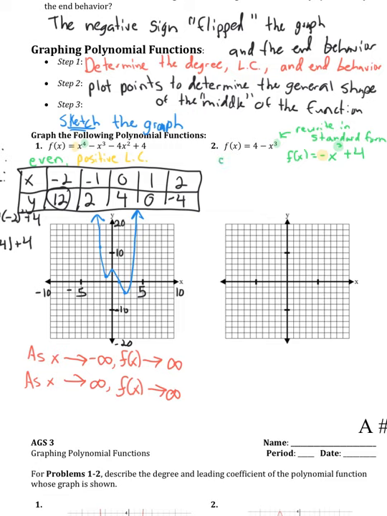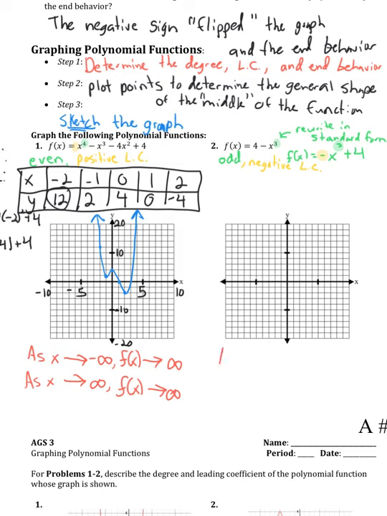So this is an odd degree polynomial with a negative leading coefficient. All right. Now I can determine the end behavior.